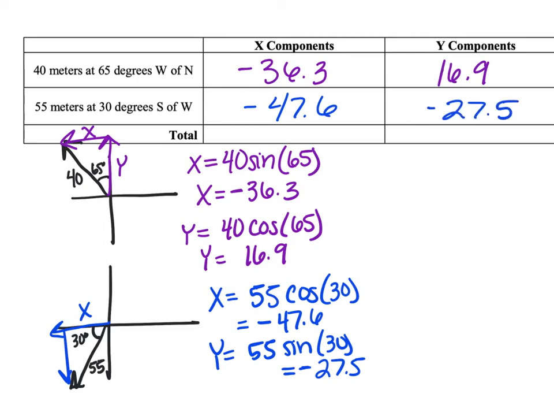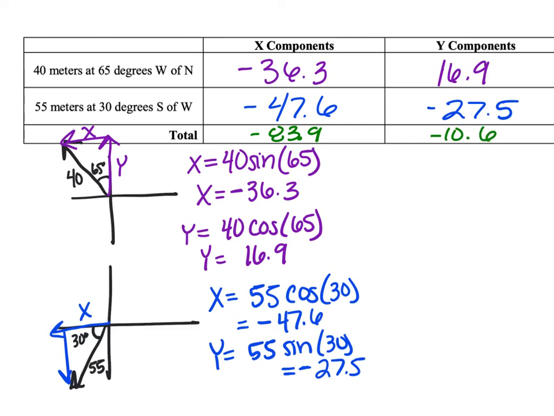So far, all you've technically done is the same steps that you did in questions 1 through 4, okay? Now we're going to go similar to what we did in the last question, and we're going to add up both of our columns. So in total, we get negative 83.9 in the x column, and when we add up the y column, we're going to get negative 10.6.